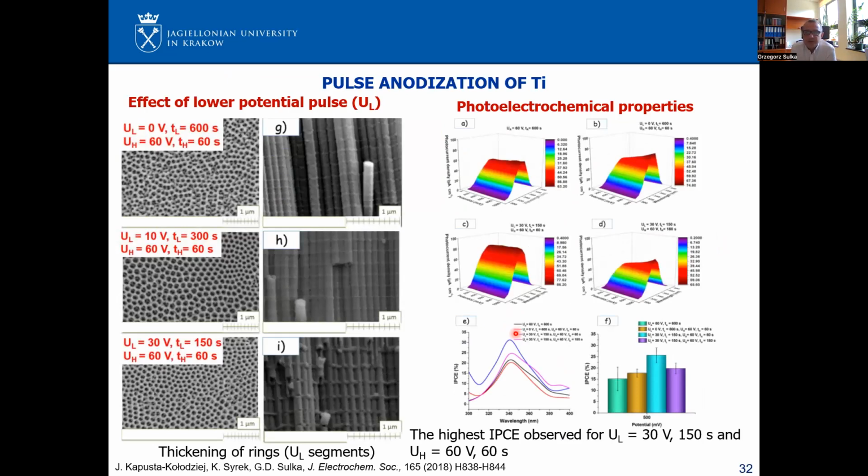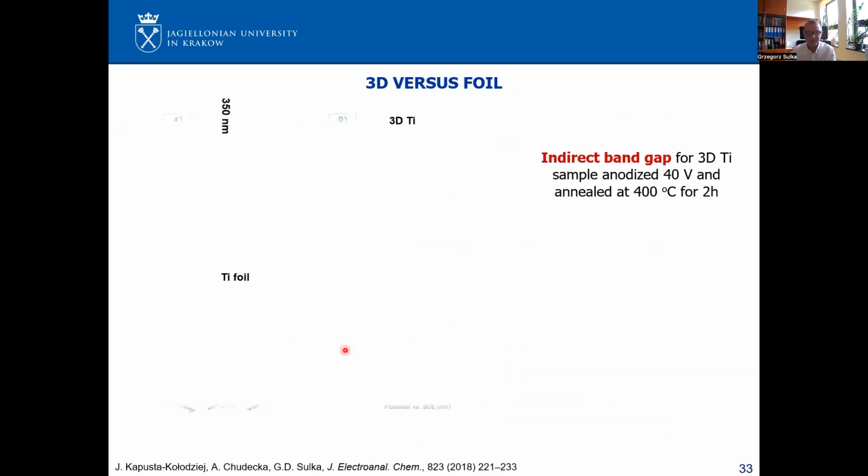Another approach was based on changing the structure of the channel. As you can see, the titanium tubes, the channels, now consist of some rings on the surface and smooth parts, and we can also change the thickness of the ring, the thickness of the smooth parts, and so on. And we studied photoelectrochemical properties, and it was observed that for those samples we had the best results in terms of quantum efficiency of photon conversion.